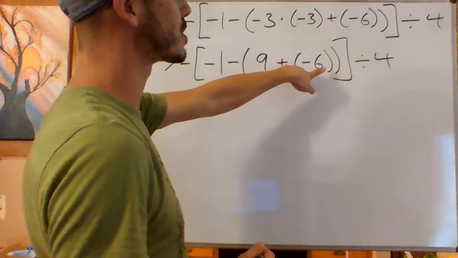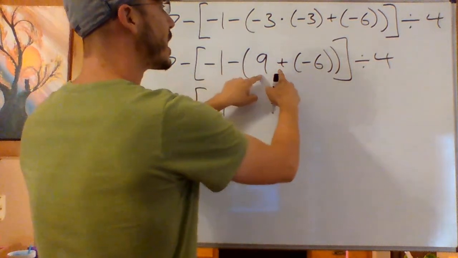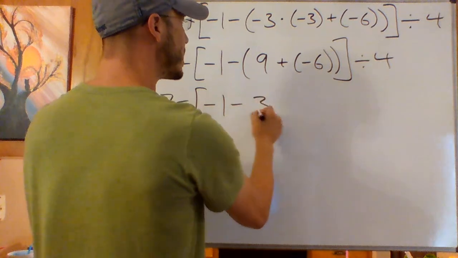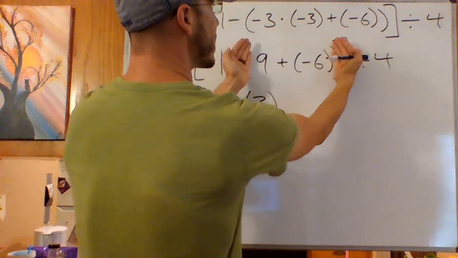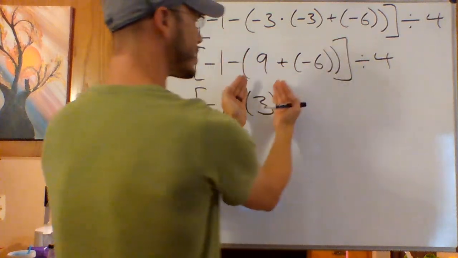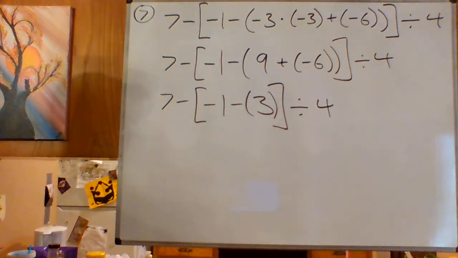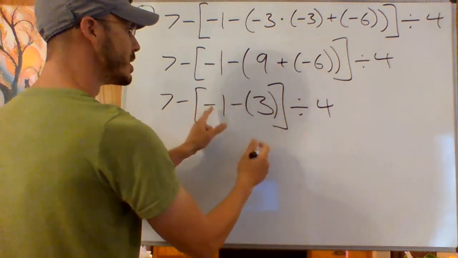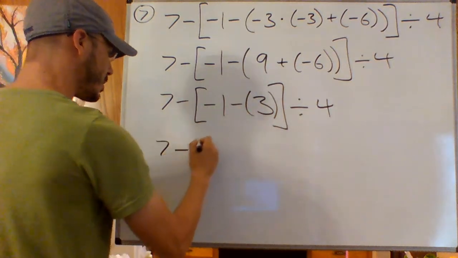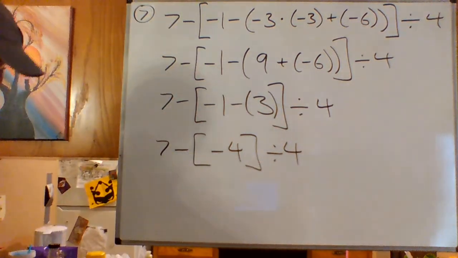Next, since I've still got things going on in the parentheses, this is not going to change yet, but 9 plus -6 is 3. You could put that in the parentheses, but 9 plus -6 gives me 3, divided by 4. And then I've still got things in the grouping symbols that I can combine. Negative 1 minus 3 is negative 4.